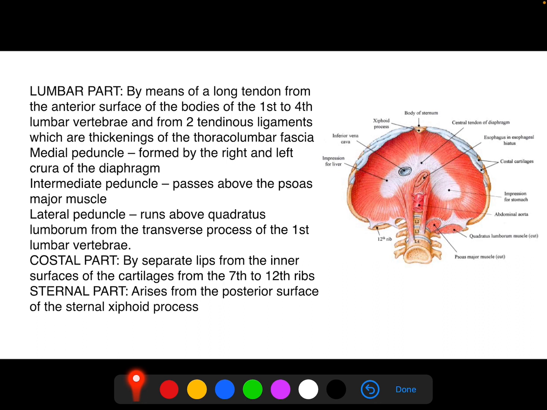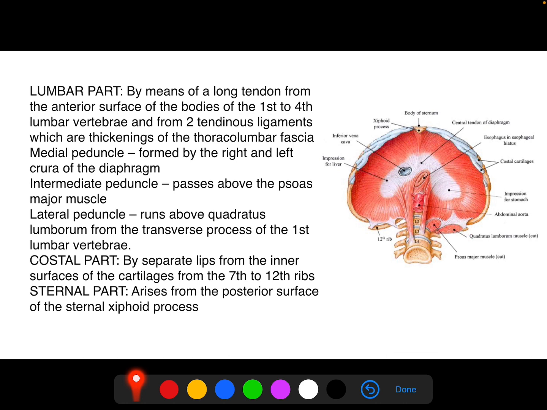The lumbar part originates by means of a long tendon from the anterior surface of the bodies of the first to fourth lumbar vertebrae and from two tendinous ligaments which are thickenings of the thoracolumbar fascia. The medial peduncle of this part is formed by the right and left crura of the diaphragm. The intermediate peduncle passes above the psoas major muscle. The lateral peduncle runs above the quadratus lumborum from the transverse process of the first lumbar vertebra.